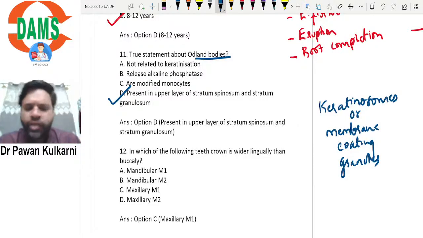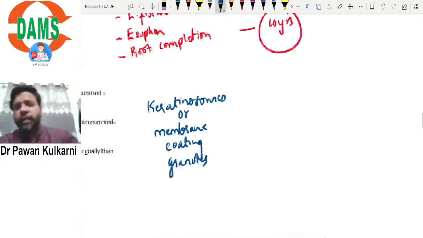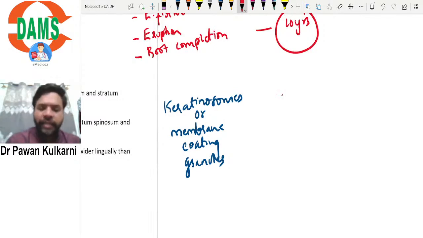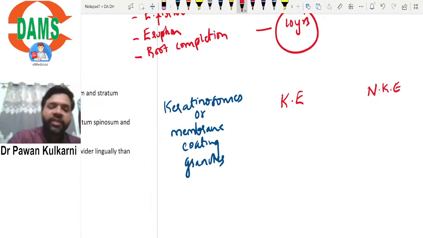Are they modified monocytes? No, Odland bodies have nothing to do with monocytes. So the correct answer will be the fourth option: they are present in the upper layer of stratum spinosum and stratum granulosum. Just to add, they are present in keratinized epithelium and also in non-keratinized epithelium, but remember the difference in the structure.